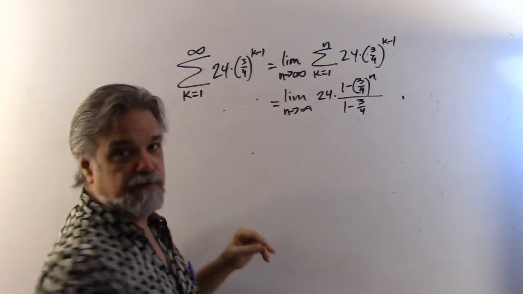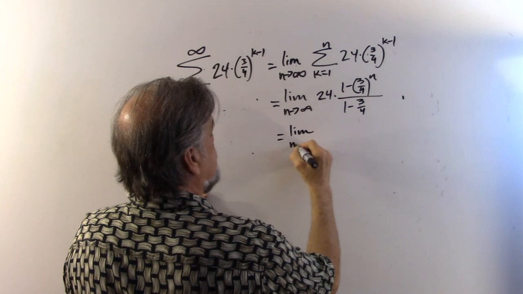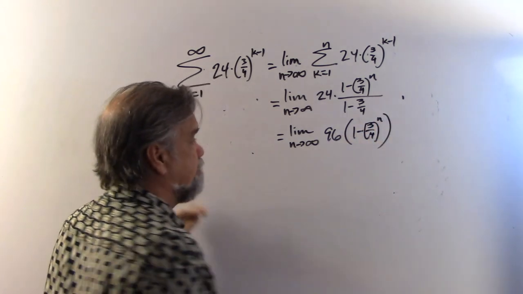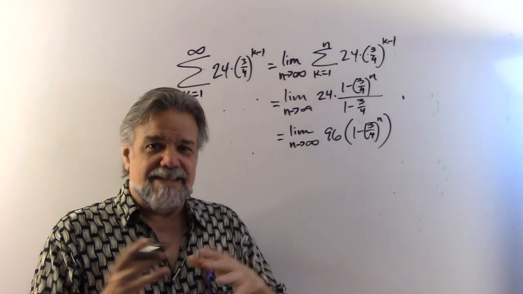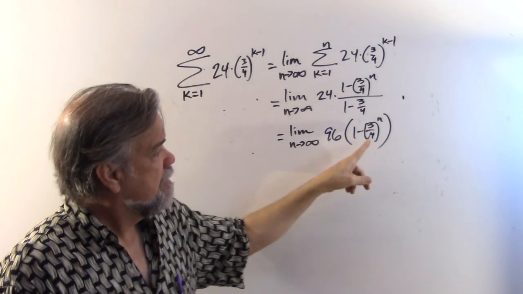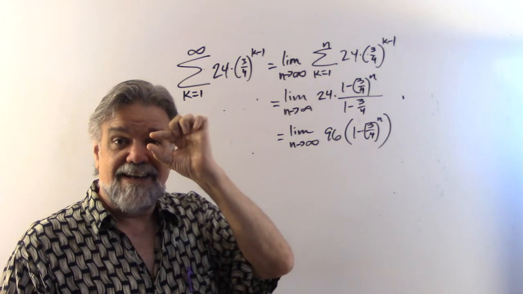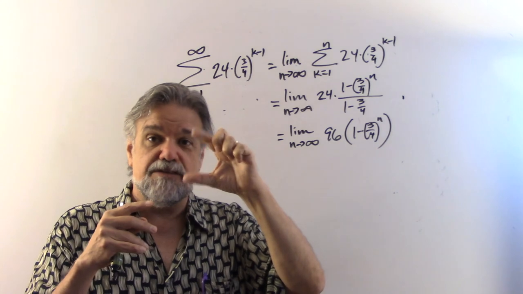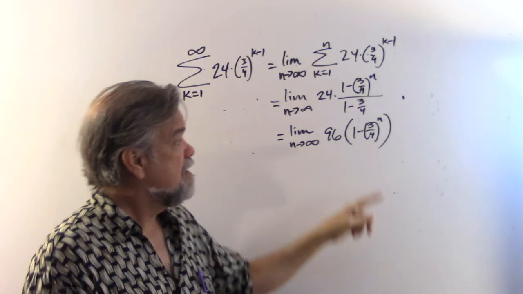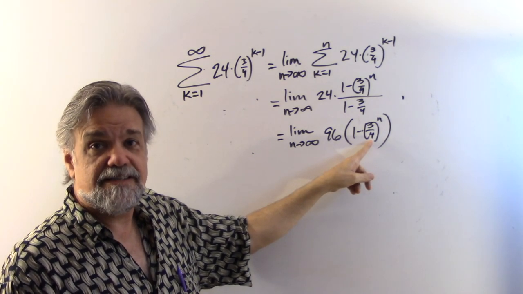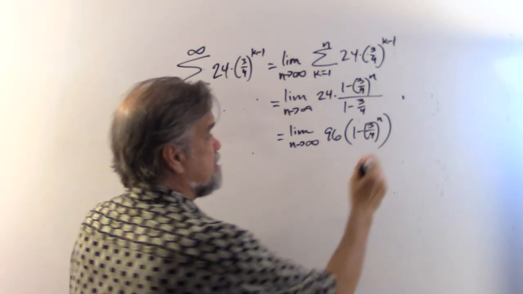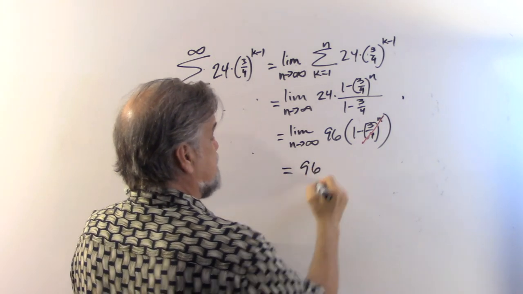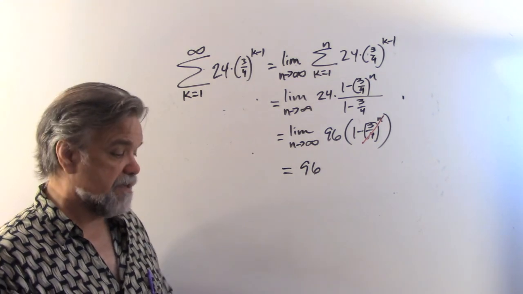And I even know what that is. I know what 1 minus 3 fourths is. It's a fourth. So this is going to be the limit as n goes to infinity of 96 times (1 minus 3 fourths to the n power). As n gets really huge, like a million, what is 3 fourths to the millionth power? Little bitty, because every time I multiply 3 fourths by itself another time, it's 3 fourths as big. It gets smaller and smaller. So basically, this thing is turning into something insignificantly small. In other words, I can just say it's basically zero now. So this turns out to be 96. If I add up every single term, it turns out to be 96.